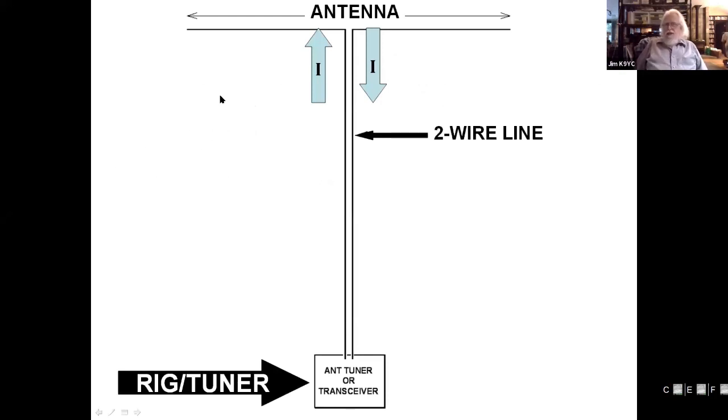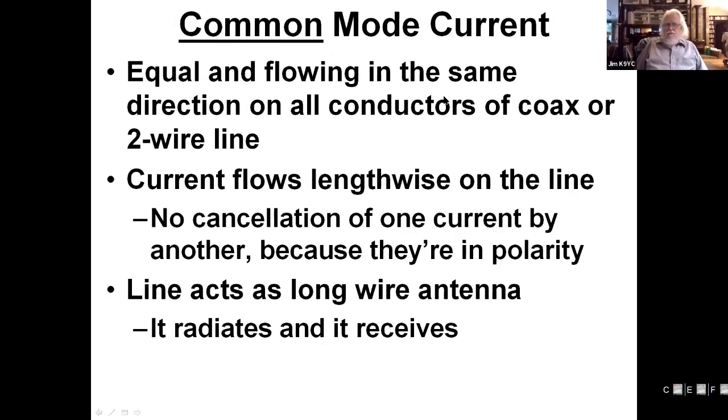We'll start by looking at a simple dipole. This is a resonant half-wave dipole fed by two-wire line. I don't like to say balanced because the line is not balanced. Balance is defined a different way. But here's our simple dipole, and we have the two currents flowing.